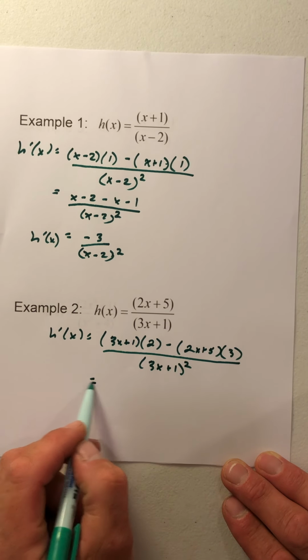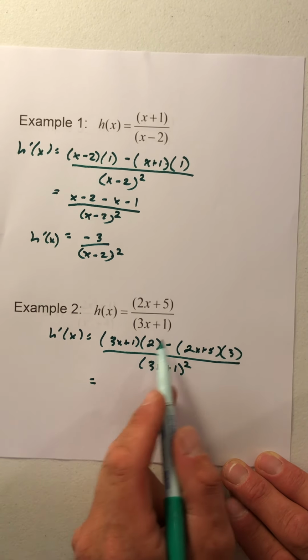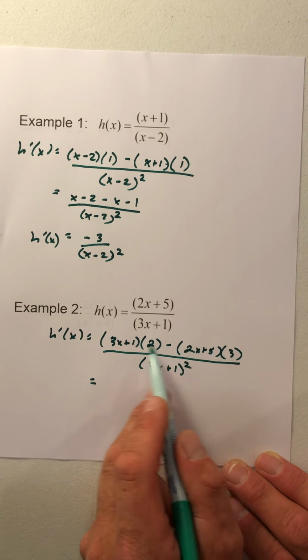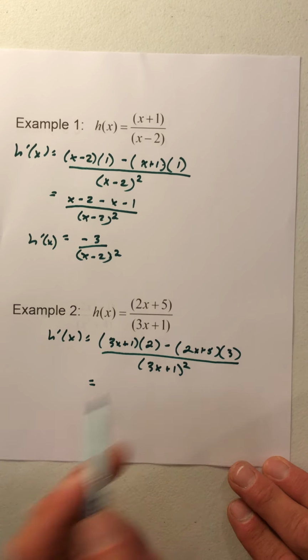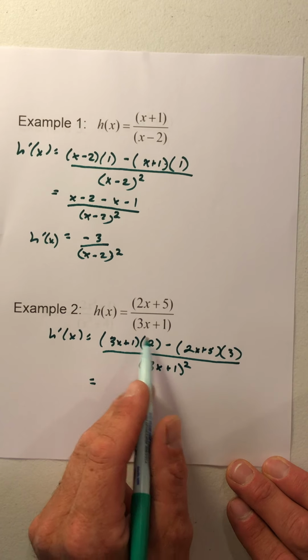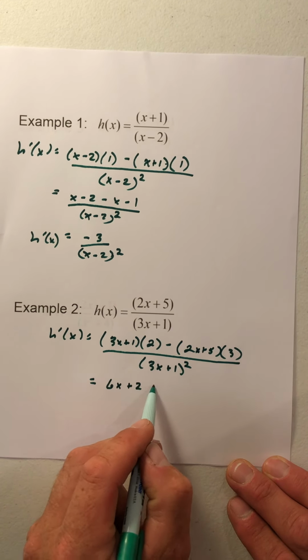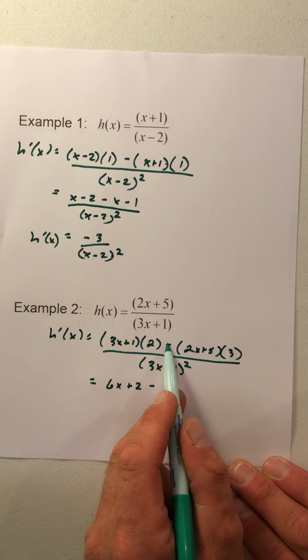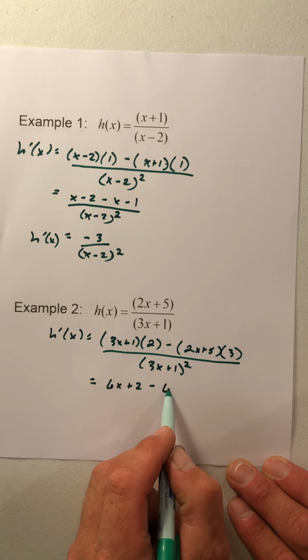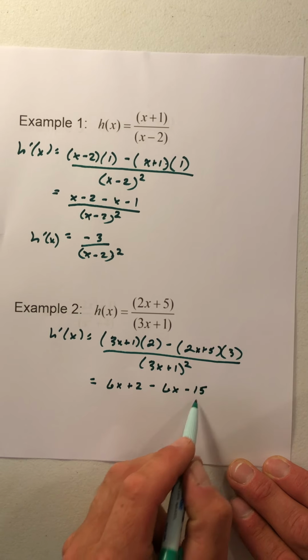Again, we cannot cancel out that 3x plus 1. The numerator doesn't have 3x plus 1 in both of our terms. But we can distribute the 2, so we get 6x plus 2. We can distribute the 3 and the negative, so we get a minus 6x minus 15.